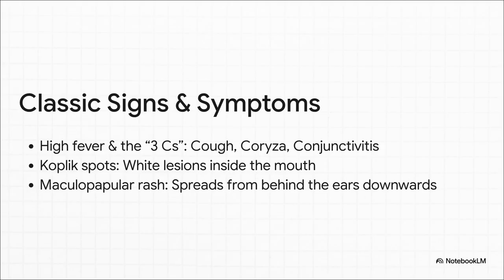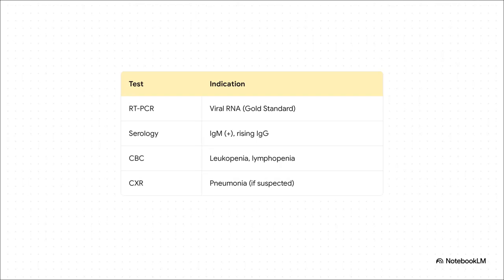Cough, coryza, which is just a fancy term for a super runny nose, and conjunctivitis, red weepy eyes. Then you add the 2 big giveaways. Koplik spots, these tiny white spots inside the cheek, and that classic maculopapular rash that starts on the head and works its way down. You see all that together, you should be thinking measles. But, of course, a strong suspicion isn't a final answer. We need to confirm it.